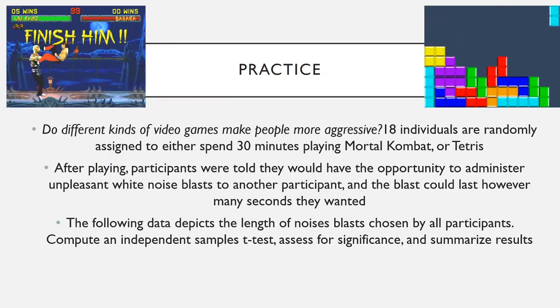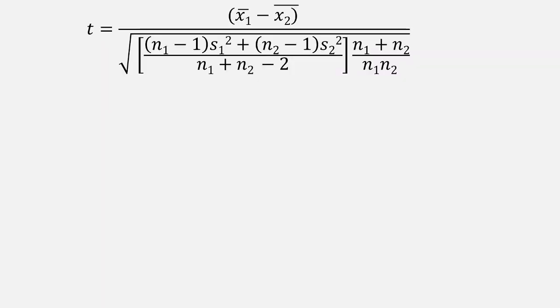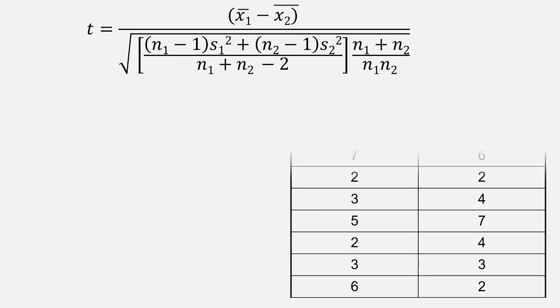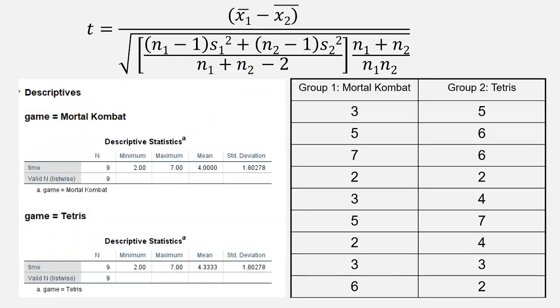So what you're going to do is compute your independent samples t-test, assess for significance, and summarize your results in 1 to 2 sentences. Okay, so this is your t equation. This is the data. Here are your descriptive statistics. You can use the standard deviation to create your variance. Again, keep in mind that standard deviation and variance are not the same thing, but this is everything you need to complete this equation, to compute this t statistic. Okay, so if you'd like to practice this question now, just pause this video, take about 10 minutes to work on this computation, and then return when you're ready to look through the answers.